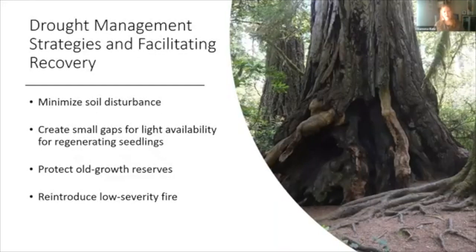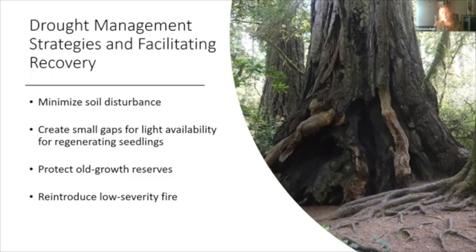And a few other drought management strategies for redwoods include minimizing soil disturbance. Because redwoods are so shallowly rooted, they are very prone to soil disturbance effects, including road construction, driving, and other types of activities along those lines. So, minimizing all soil disturbance. Creating small gaps for light availability for those regenerating seedlings. So generally, redwood forests are closed canopy systems, but those seedlings do need light making it to the forest floor to grow.